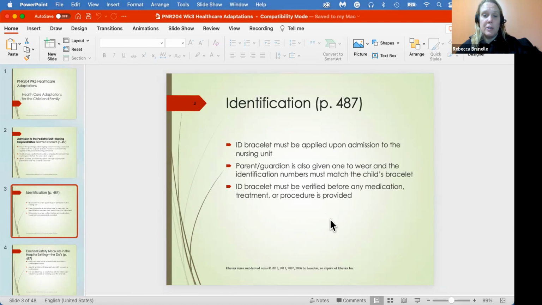I'm sure you guys know this, that all the patients in the hospital have to have an ID bracelet. And what about the parents? Do they get a bracelet too? Yes. Okay. So then you can see them from a distance, you know who's allowed to be there and who's not allowed to be there.